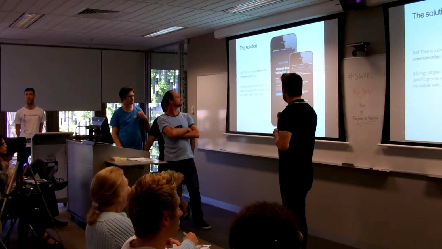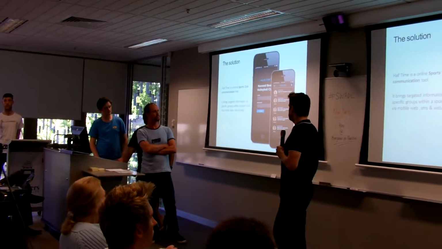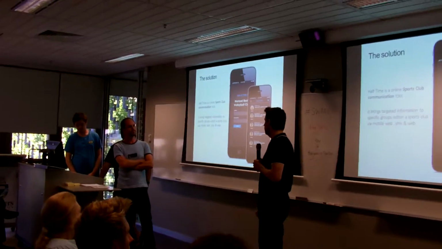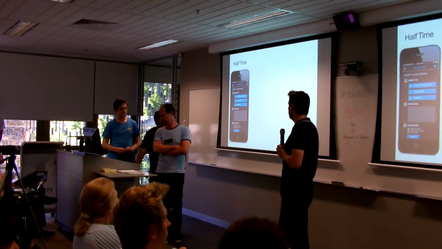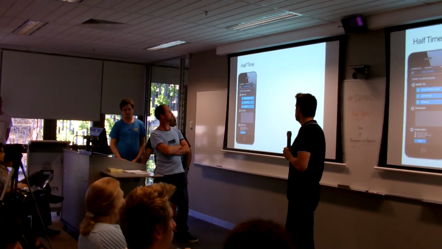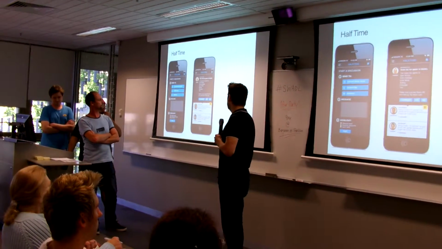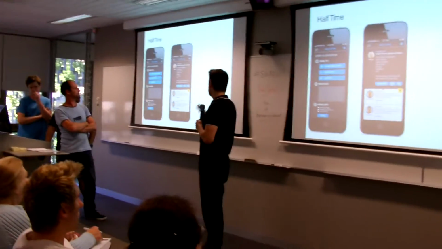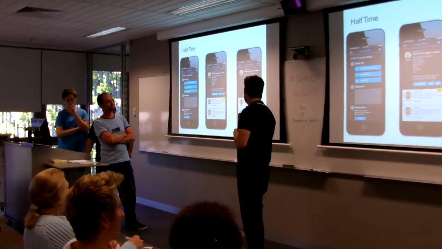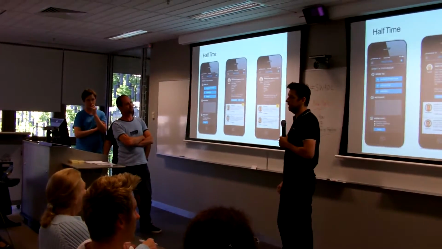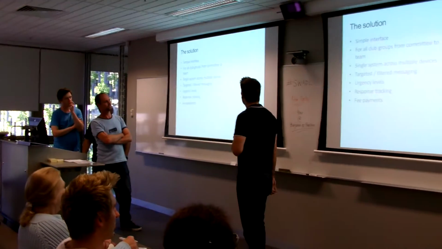So the solution: HubTime is an online sports club communication tool. It brings targeted information to specific groups within a sports club via mobile, web, and SMS. Here's a very quick flow that we've come up with. The person needs to send out some information, say to let someone know if they're available for practice. People get the information, they can comment, yes I'm available, no I'm not, and then it comes back to the person who originally sent it and they get the aggregated information, who's in, who's out, without making a single phone call or SMS or any of that screwing around.